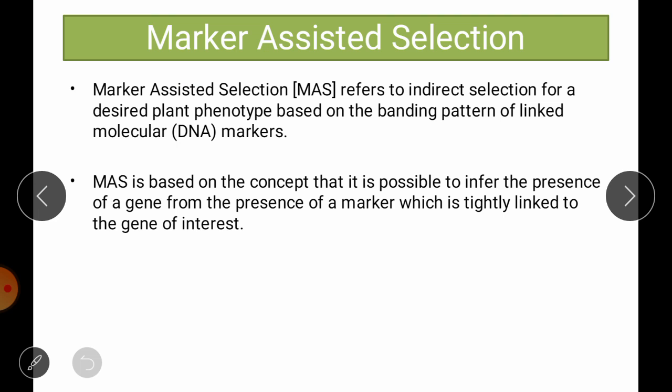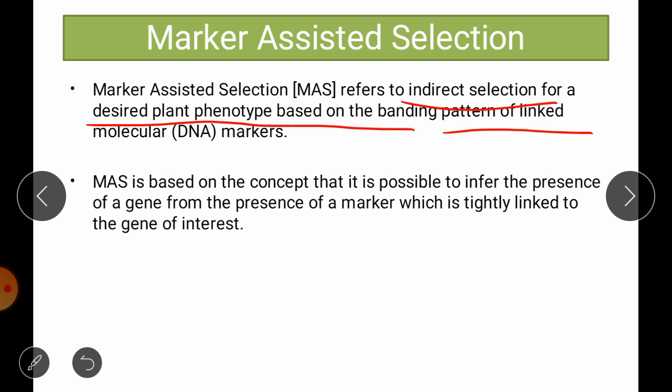So marker assisted selection is nothing but an indirect type of selection. Here we are not going into the field every time to make a selection by observing the phenotype of the individual. Here we are not assessing the phenotype of any individual, therefore it is called indirect selection. So, it is indirect selection for a desired plant phenotype based on the banding pattern of linked molecular markers.